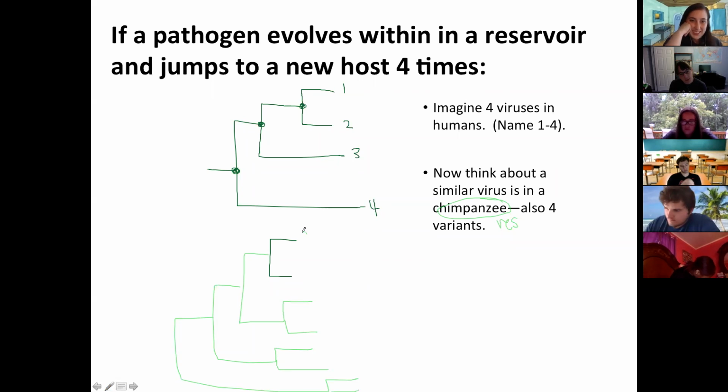Excellent. So what you would end up with in this phylogeny would be C1, human 1, chimp 2, human 2, chimp 3, human 3, chimp 4, human 4. Okay, does that make sense, everybody? So what you're saying is that this virus jumped into humans here. I can't erase with this type of annotation, so I apologize. C2 jumped into humans, C3 jumped into humans, then C4 jumped into humans. Okay.